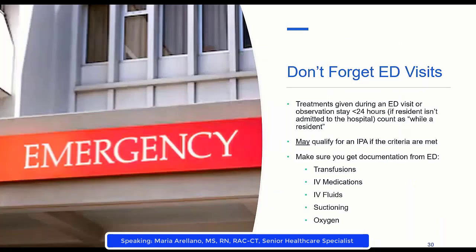Again, don't forget the emergency room visits. If treatment's given during an emergency room visit of less than 24 hours, right, if they're in there real quick for observation, especially if they're not admitted to the hospital, which is a key point to point out here, these count as while a resident. So they may qualify an IPA if the criteria are met. So look through the documentation from the ER. Was there a transfusion? Did they have IV meds or IV fluids? Did they do suctioning? Was oxygen provided? All of those things are important things to look at that may certainly impact the case mix group.